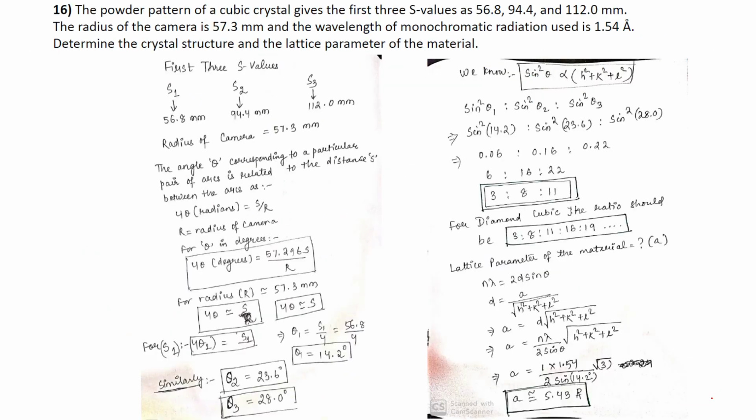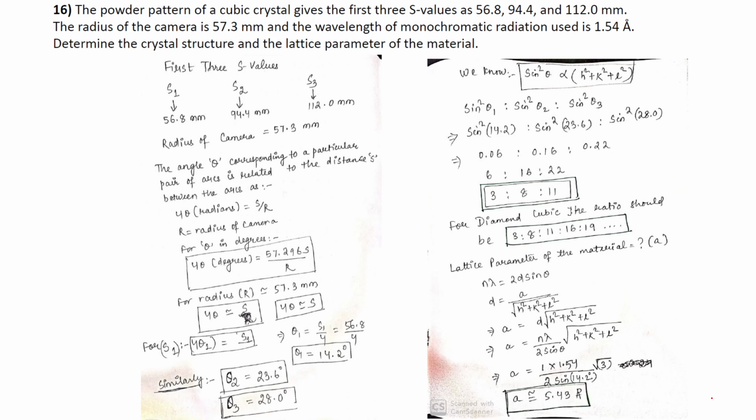Now we'll go to the last problem, which is also an important problem. It's a little bit bigger. The powder pattern of a cubic crystal gives the first three S values of 56.8, 94.4, and 112 millimeter. The radius of the camera is 57.3 millimeter, and the wavelength of the monochromatic radiation used is 1.54 angstrom. Determine the crystal structure and the lattice parameter of the material. So the first three S values are 56.8, 94.4 and 112, and the radius of the camera is 57.3.